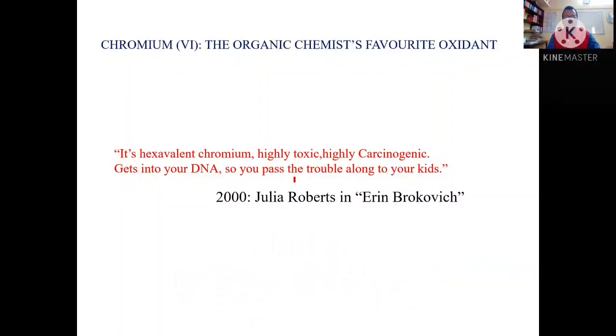So in today's lecture, I tried to elaborate the first two principles of green chemistry. That is principle one, prevention of waste, and atom economy.